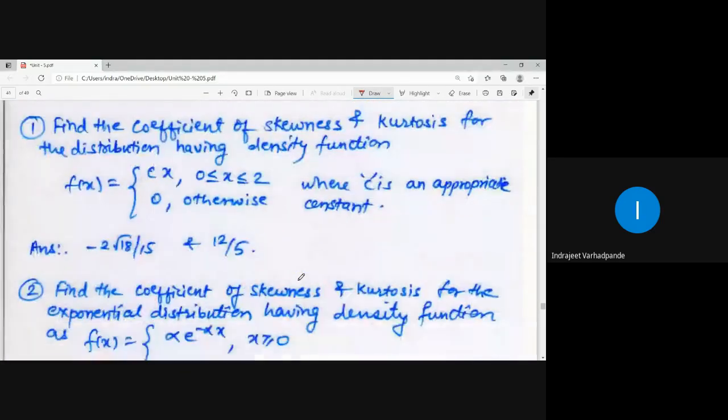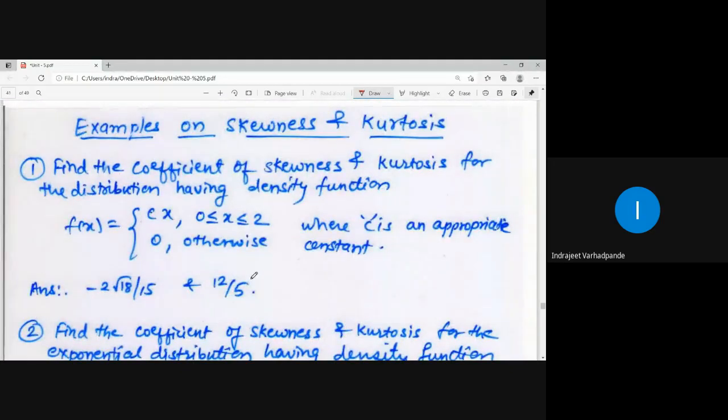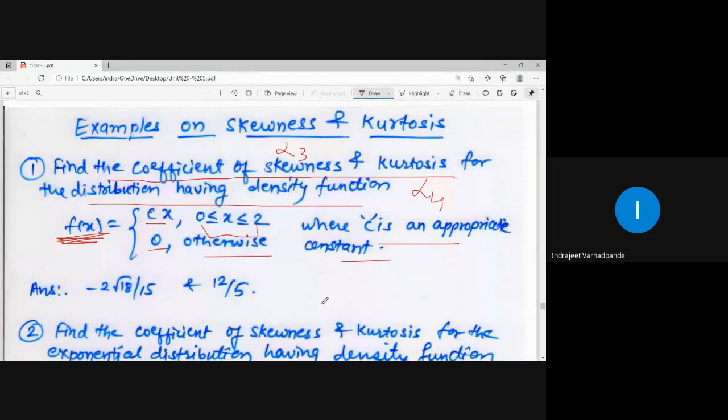So these are certain examples which you can go through for practice for the calculation of skewness as well as kurtosis. Here what is asked, find the coefficient of skewness and kurtosis for the distribution having density function. How is the density function given? By f of x as cx for the range 0 to 2, 0 otherwise, where c is an appropriate constant. Now your integration will be done for the range 0 to 2. How is coefficient of skewness given? By alpha 3. Coefficient of kurtosis is given by alpha 4.